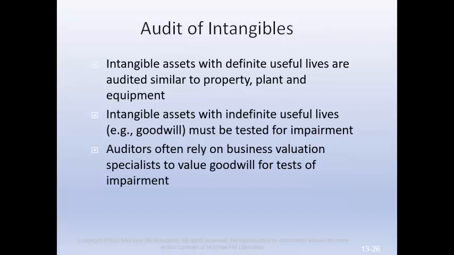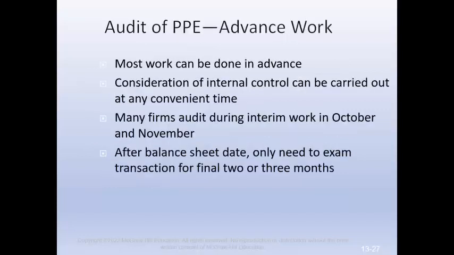If specific intangible assets appear to be impaired, the auditor should evaluate the reasonableness of management's estimate of the fair value of those assets. Auditors generally rely on business valuation specialists to value goodwill for test of impairment. Most of the audit work on plant, equipment, and intangibles can be done in advance of the balance sheet date.